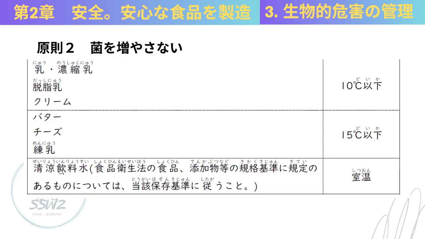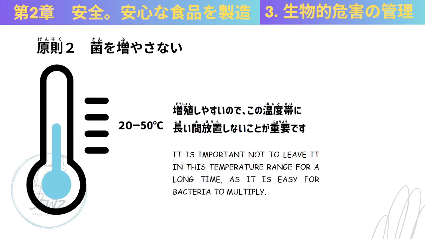For other items, like the water we need for manufacturing, we can store them at room temperature. Between 20 degrees and 50 degrees, it is important not to leave the food product in this temperature range for a long time because it is easy for bacteria to multiply.